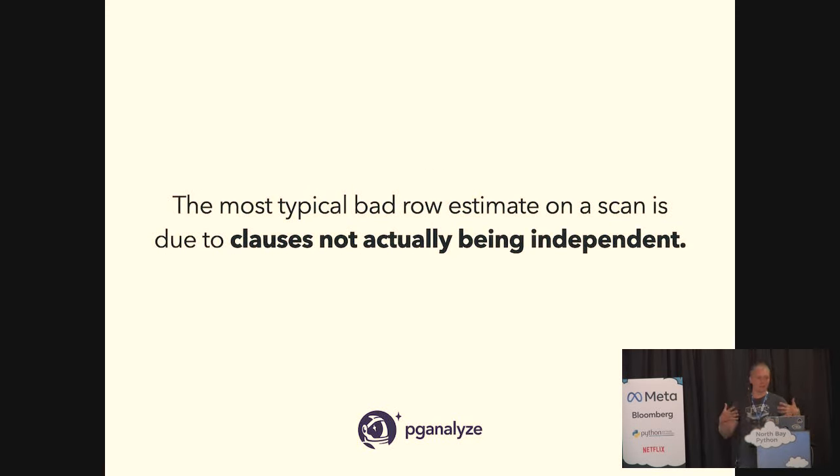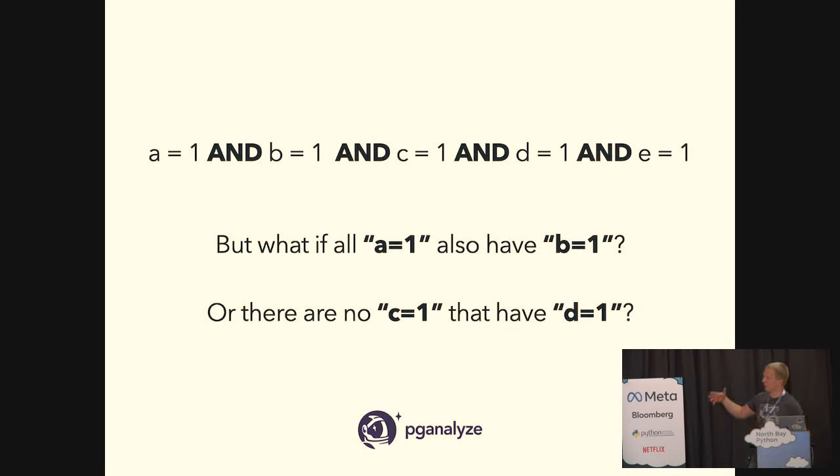And as mentioned, really the worst cases are when Postgres thinks clauses are independent, but they're not actually independent, what's called functional dependency. And so an example here, a little bit longer, would be A equals 1, B equals 1, C equals 1, D equals 1, and E equals 1. But what if all the A equals 1s also automatically mean that B is 1? Or if there are no C1s that also have D1, right? So if there are these relationships between the values, Postgres doesn't know that by default.